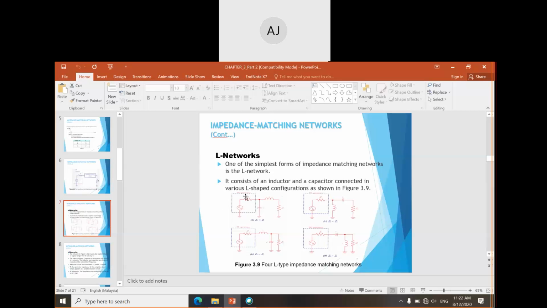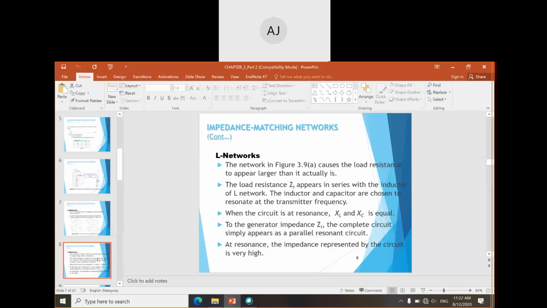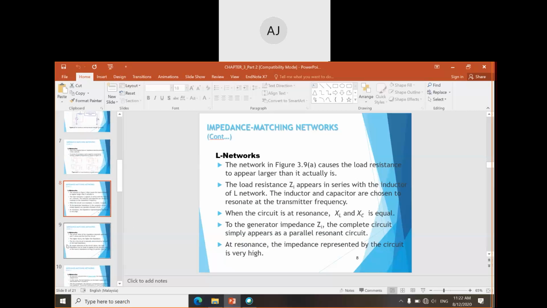When the quality of the whole system increases, it means that this circuit is totally good for the overall function. However, we need to remember that even though the Z load is higher, it cannot exceed the Z in. That's the main idea. Okay, this is the L network for the first type.